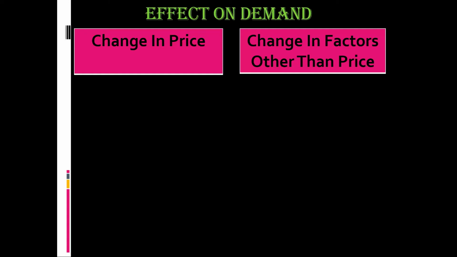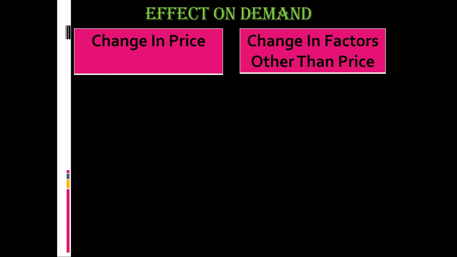Now we can talk about the factors other than price. Now factors other than price means what? All those factors other than price. It can be income, it can be taste and preference, it can be population, it can be the distribution of national income, or any other factors. They are considered as factors other than price.